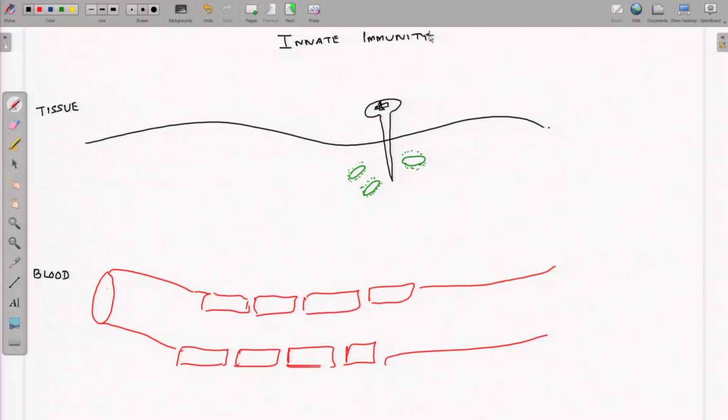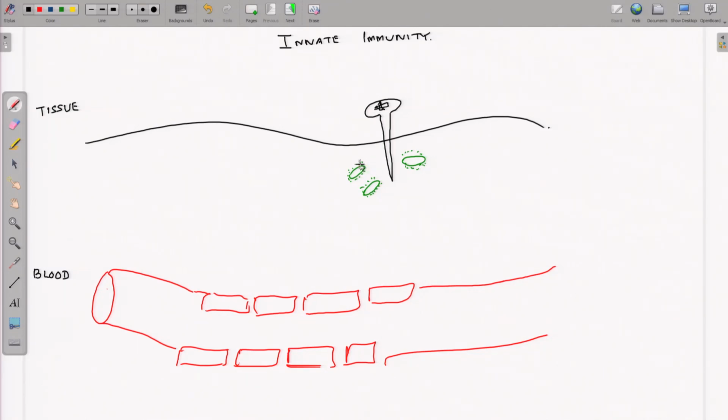Now let us see how this innate immune system actually works. If you look at the board here, you see that whenever there is an infection or a tissue damage, there are bacteria or pathogens coming to the site of action.